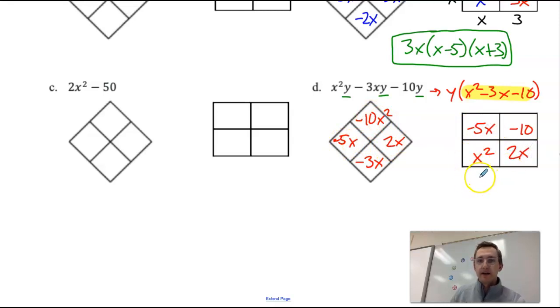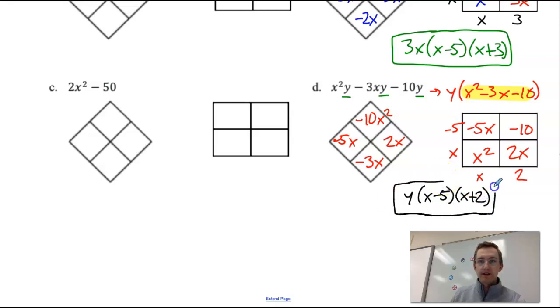And now we can factor. We've got x times x, so this is x, this is x, this has got to be negative 5, this has got to be 2. So our final answer is going to be y times x minus 5 times x plus 2. And that is our final answer. So finish those other two on your own.